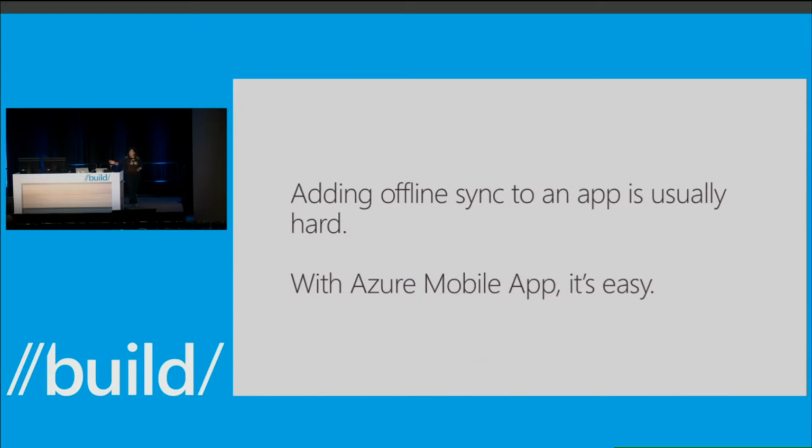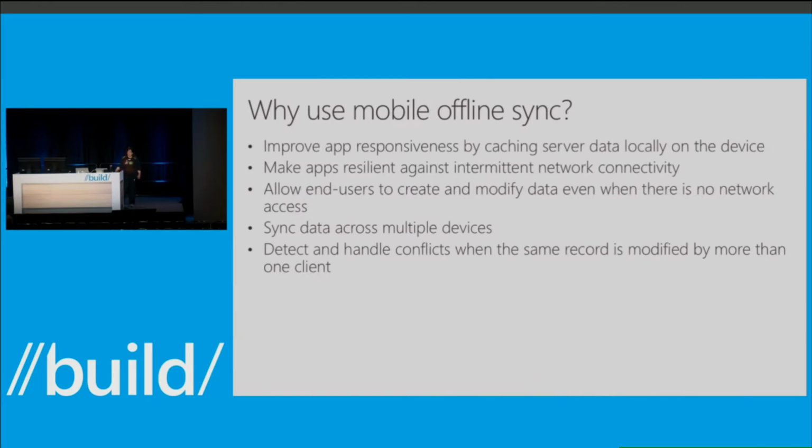However, when you use Azure Mobile Apps and Azure Mobile Services, it's really easy to do this. Our SDK does the heavy lifting for you, but it still exposes enough hooks so that you can customize the behavior to suit your own needs. So why would you want offline sync? As I said, you want to cache data. You want to be able to handle intermittent network connectivity. The key point, the one that's really tricky to do, is that when you want users to create and modify data, even when there's no network.